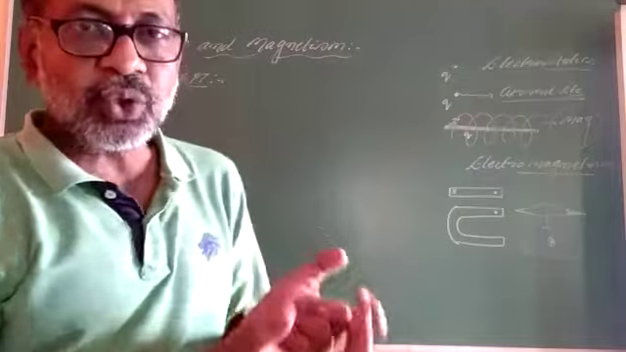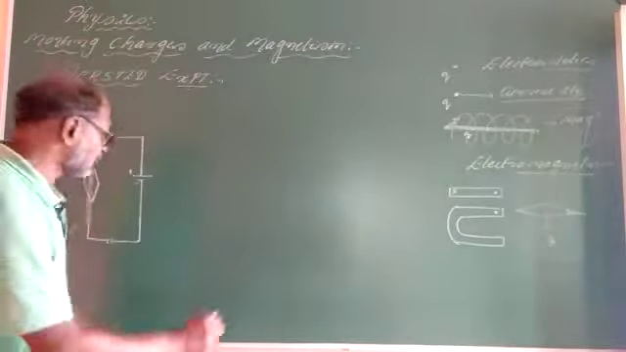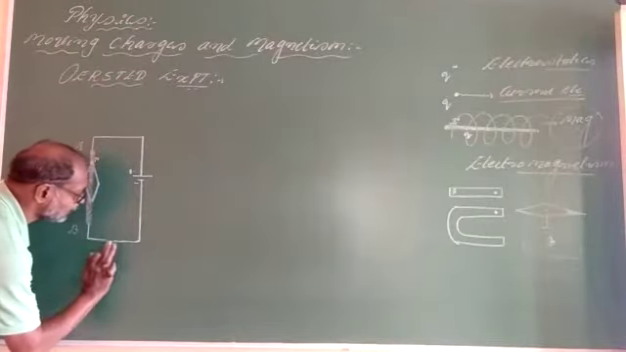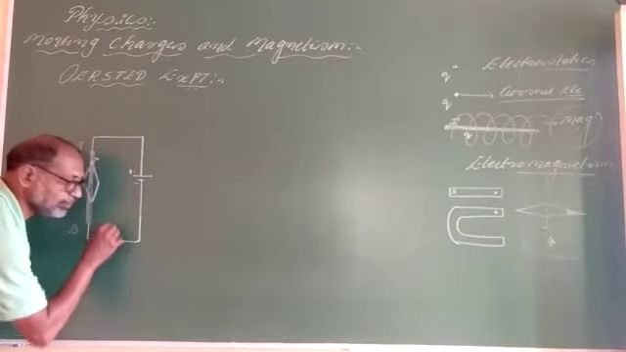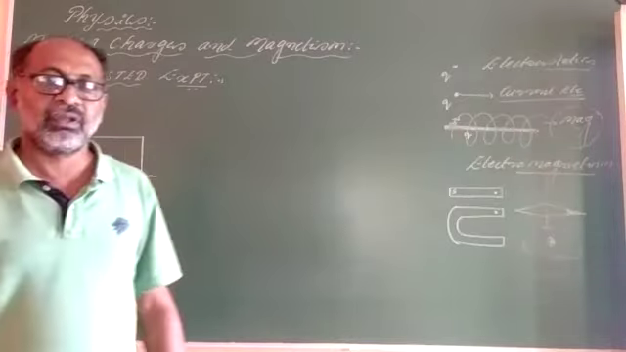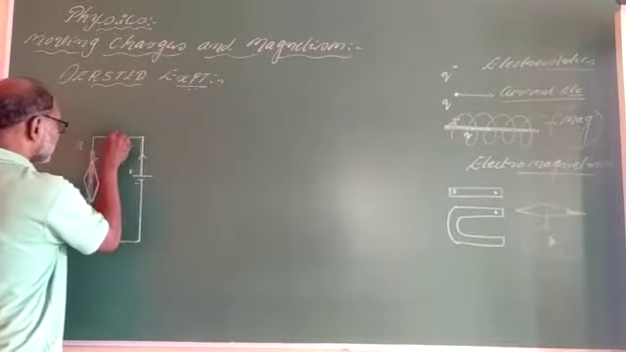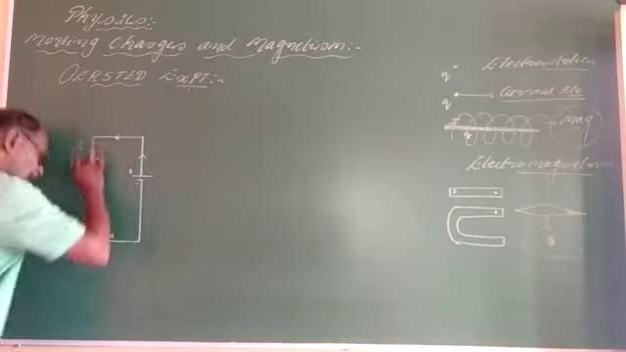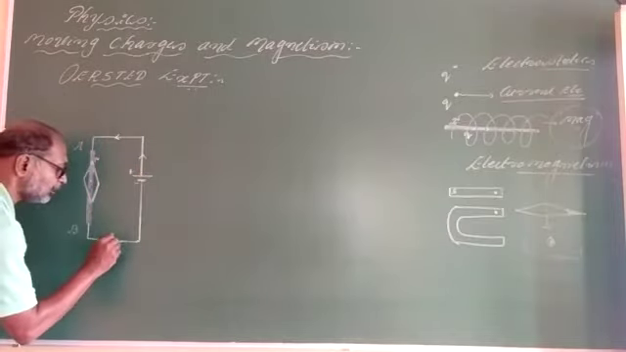Now what you have to do is just click it once, which means you switch this on. Once you tap it, what happens to the current? The current flows in this direction. Current starts flowing from the positive, and then it comes here and goes to the negative. So tap the key here.